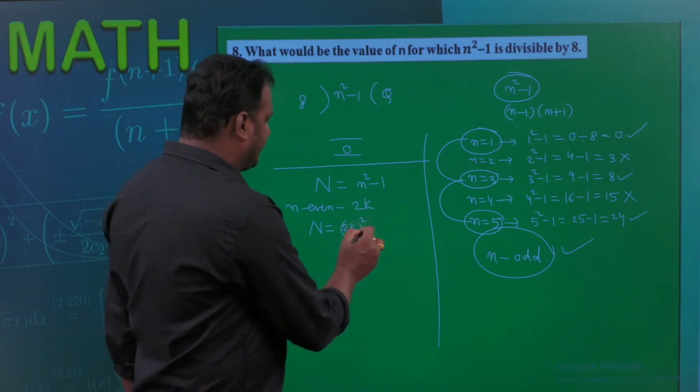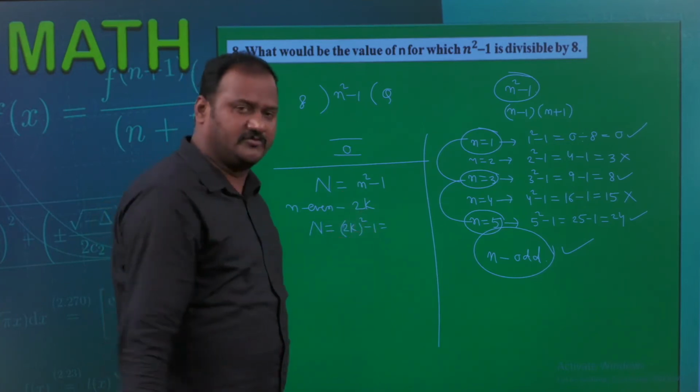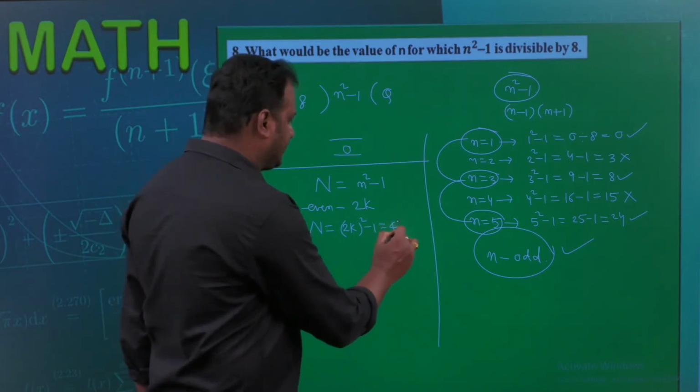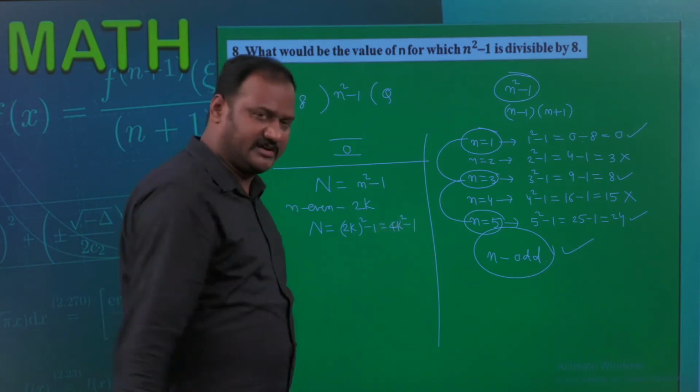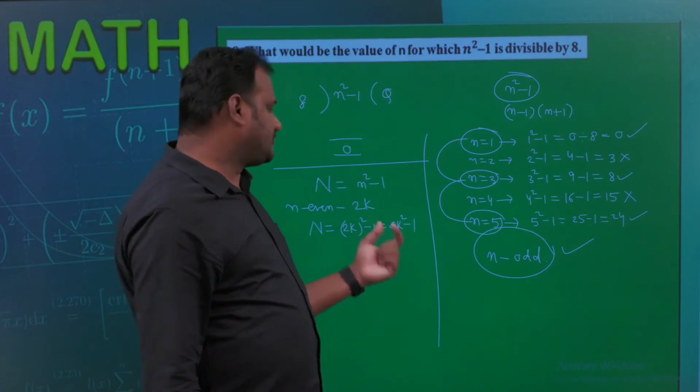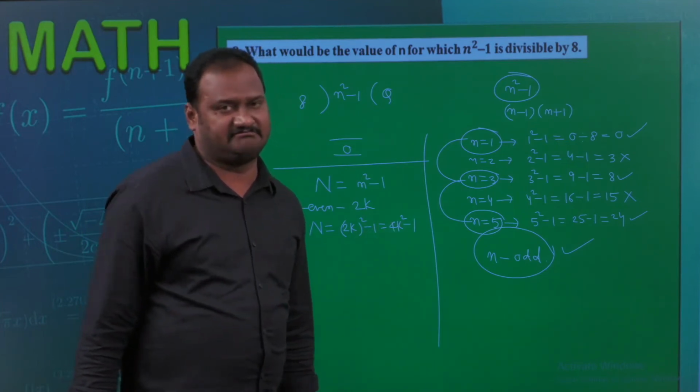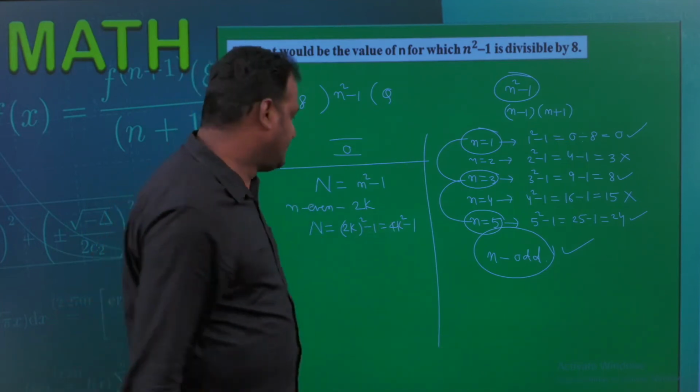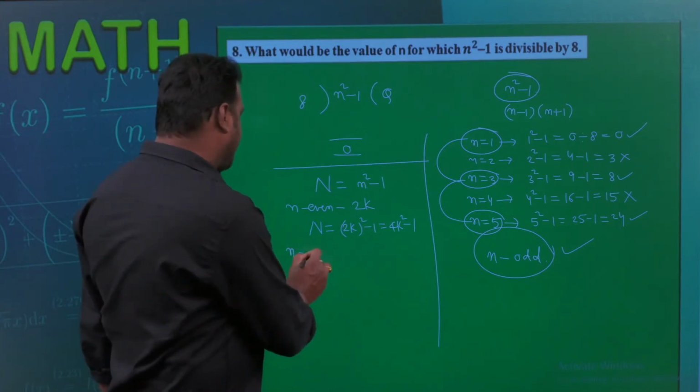So (2k) whole square minus 1 is 2 square into k square, equal to 4k square minus 1. Do you know whether 4k square minus 1 is divisible by 8? We cannot say so. So, when n is an odd number.